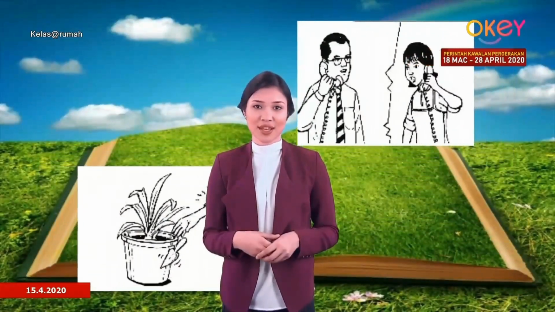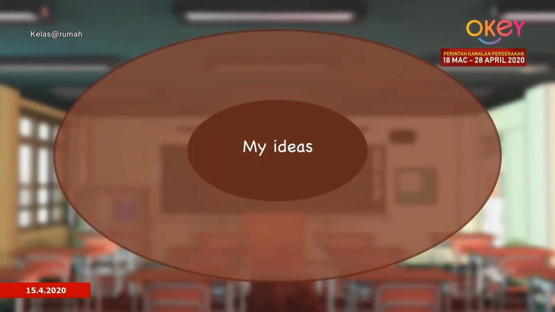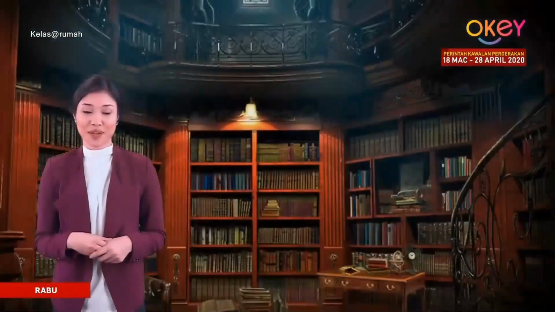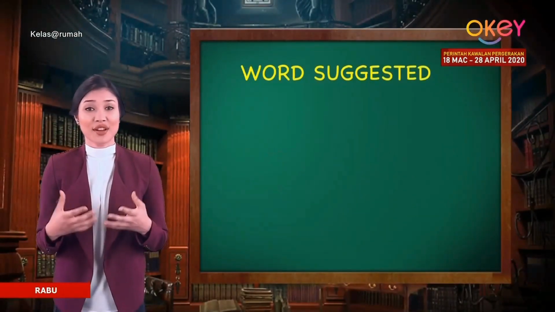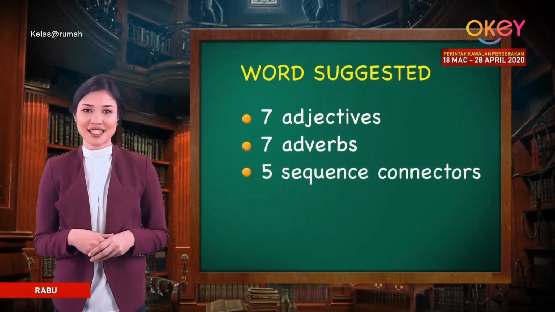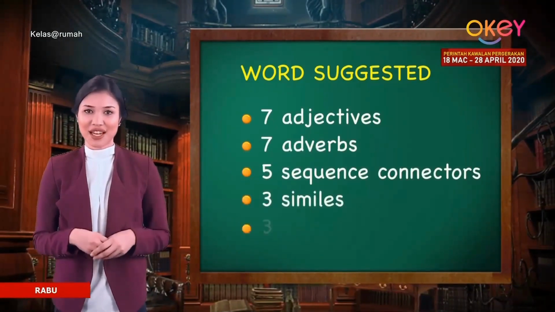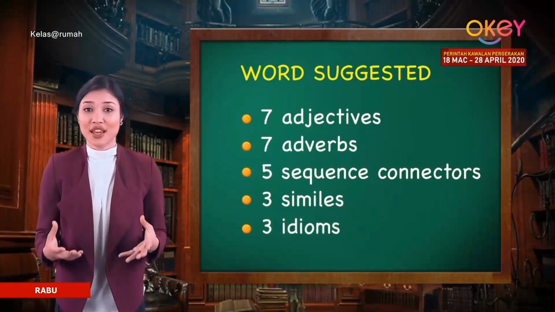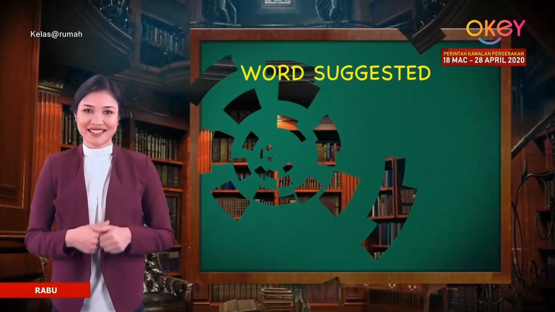Now it's time to put all what we've learned into practice. Using all the information I have given you, can you create a story based on the pictures and notes of Anisa and her mother? Starting with task 1 in your worksheet, I want you to brainstorm all the appropriate words and sentences that you think would be useful for the story. If possible, I want you to think of 7 adjectives, 7 adverbs, 5 sequence connectors, 3 similes, and 3 idioms. If you could think of more words and phrases, even better.